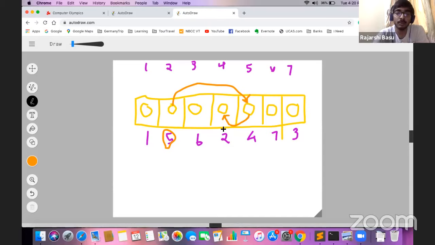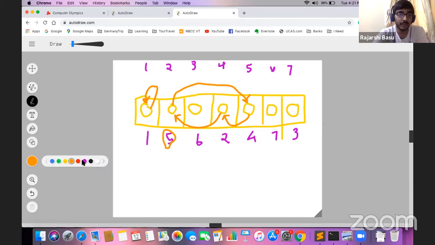Now the number here is 2. So where does 2 need to travel? 2 needs to travel here. See how we get a nice circle, rather a cycle. So 5 goes to 4, 4 goes to 2, 2 goes to 5. Similarly, for 1, 1 is already in the correct place, so it's just a self cycle in some sense. For 3, the number here is 6, 6 needs to go here.